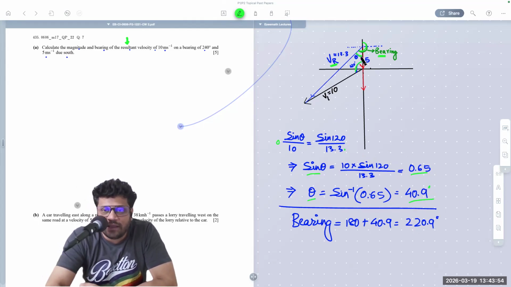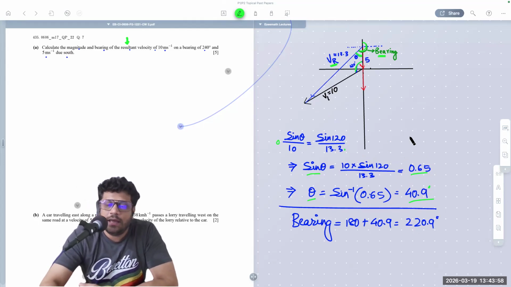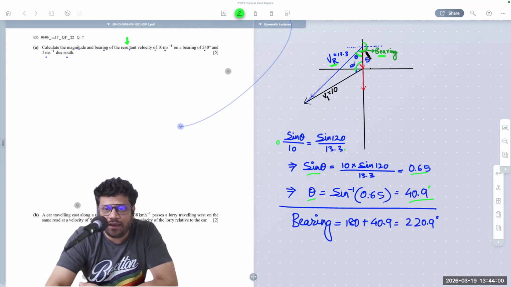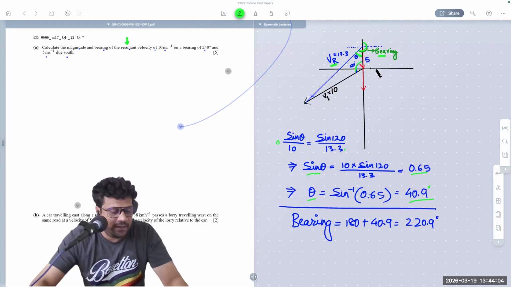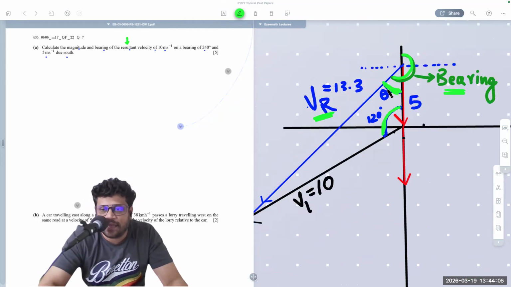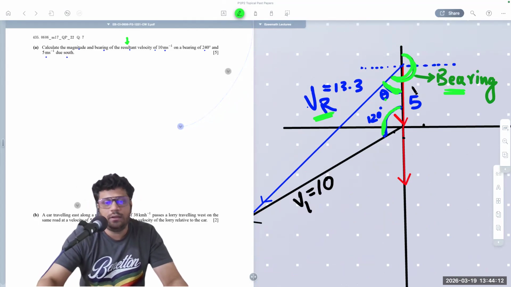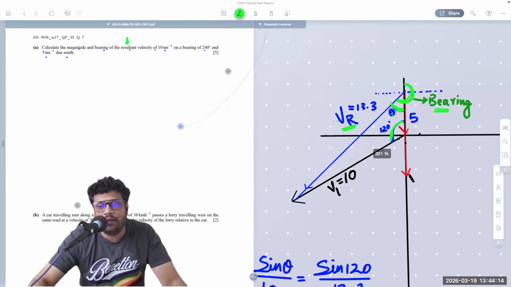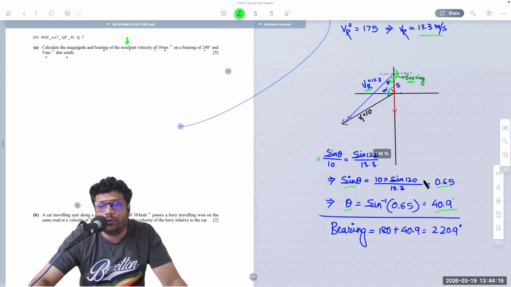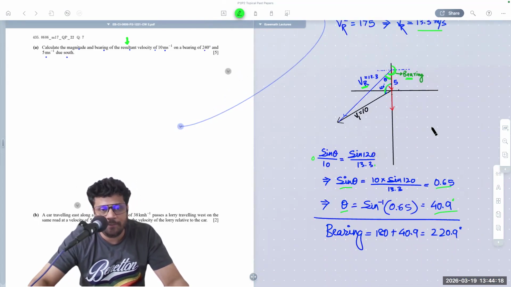Now I have this angle. If they ask you for the bearing, it's going to be equal to 180. This thing came out to be 40.9. Bearing is going to be this whole thing. 180 plus 40.9 comes out to be 220.9 degrees. Okay. So those were a few questions I wanted to discuss.